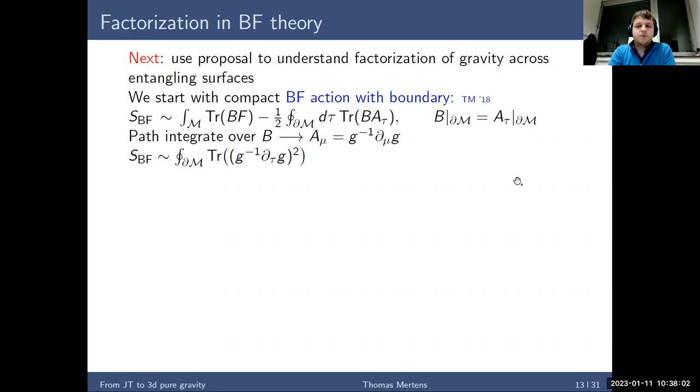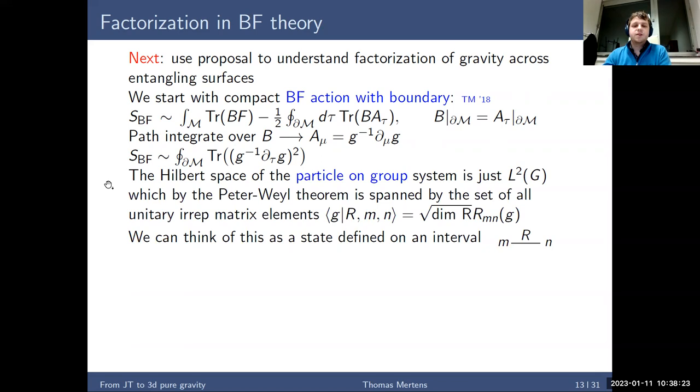Now, as is well known and studied throughout the years, if we path integrate over this B field, it appears as a Lagrange multiplier. You force F to be zero, which means that the connection is flat. If you plug that back into the boundary action, you get this thing, and then the boundary action becomes a particle moving on a group manifold.